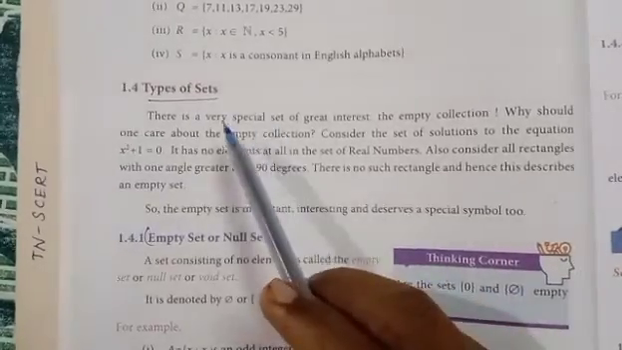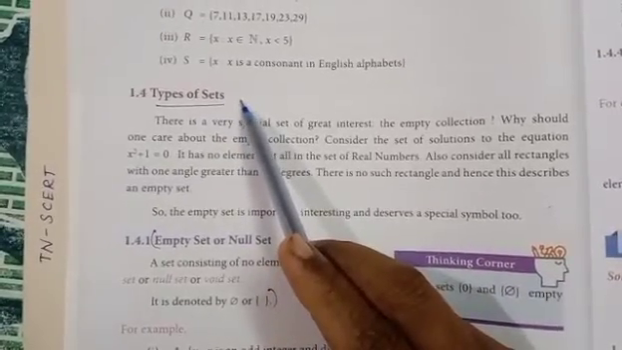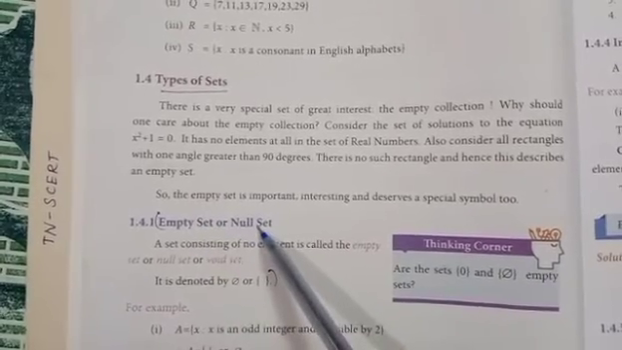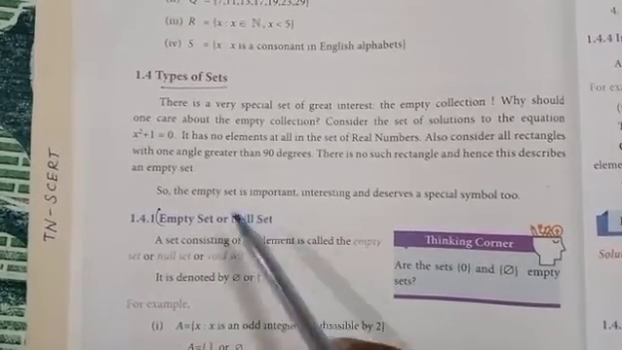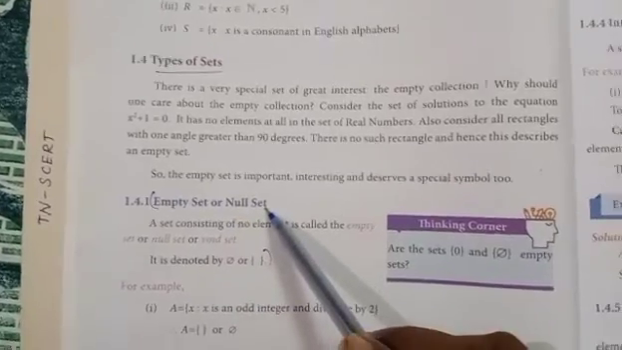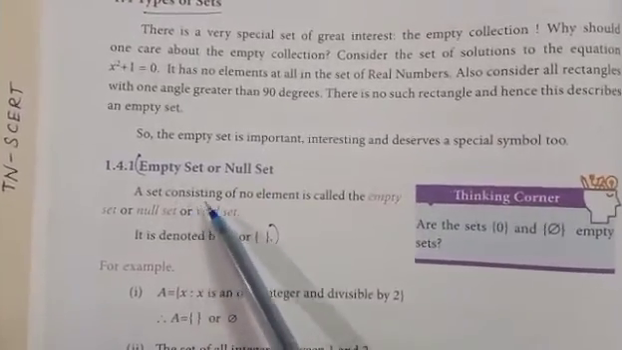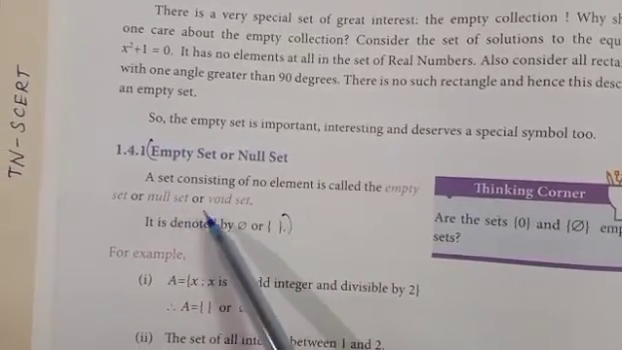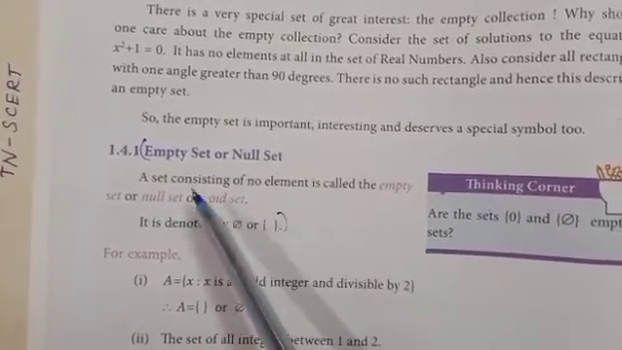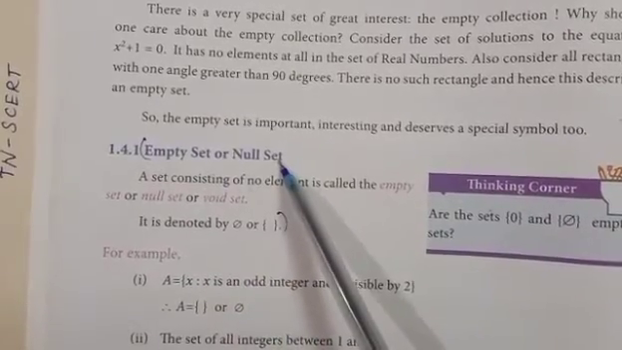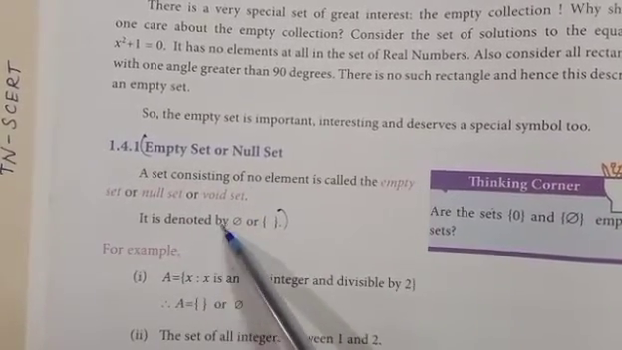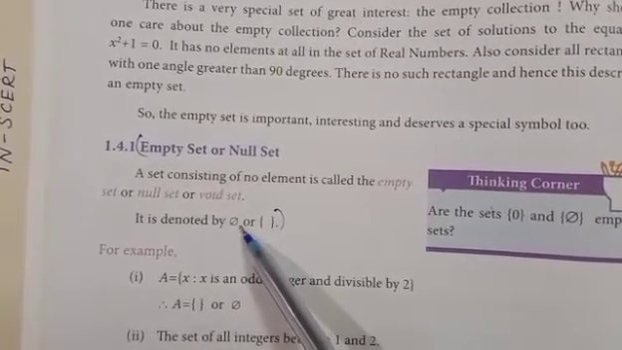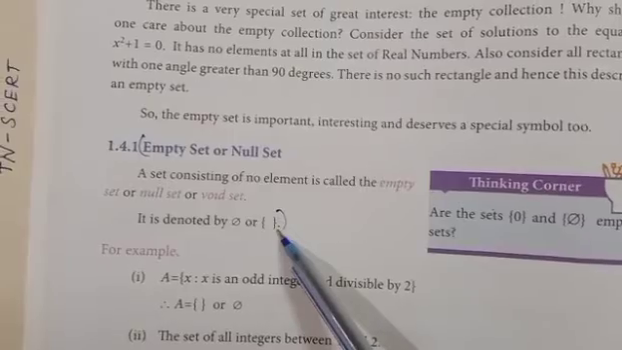Students, now we are going to see types of sets. First one is empty set or null set. A set consisting of no element is called the empty set or null set or void set. It is denoted by the phi symbol, phi or empty set.